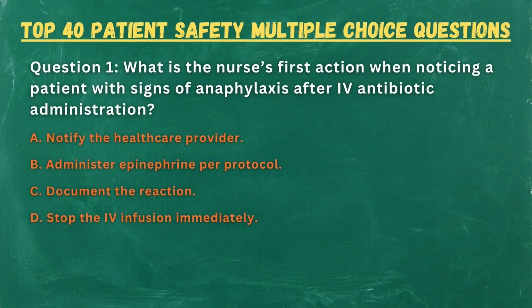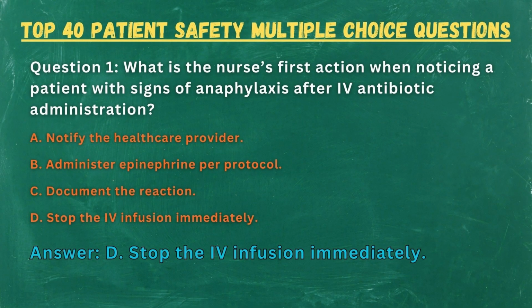Question 1. What is the nurse's first action when noticing a patient with signs of anaphylaxis after IV antibiotic administration? A. Notify the healthcare provider. B. Administer epinephrine per protocol. C. Document the reaction. D. Stop the IV infusion immediately. Answer. D. Stop the IV infusion immediately.